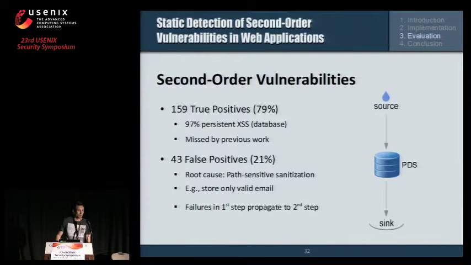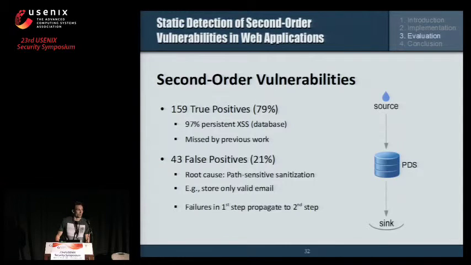So after we found out about the first step, we added a second step, the actual vulnerability detection, and we found 159 new vulnerabilities, which were missed by previous work, and 97% of these new vulnerabilities are persistent cross-site scripting vulnerabilities. Because an issue in an application occurs very often, the databases are the most common persistent data source we could see, so this was the most common vulnerability. But we also had some interesting vulnerabilities I will introduce shortly.